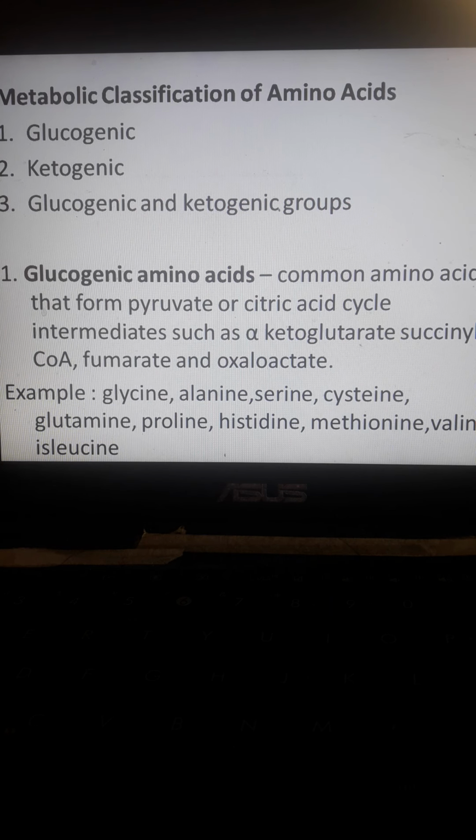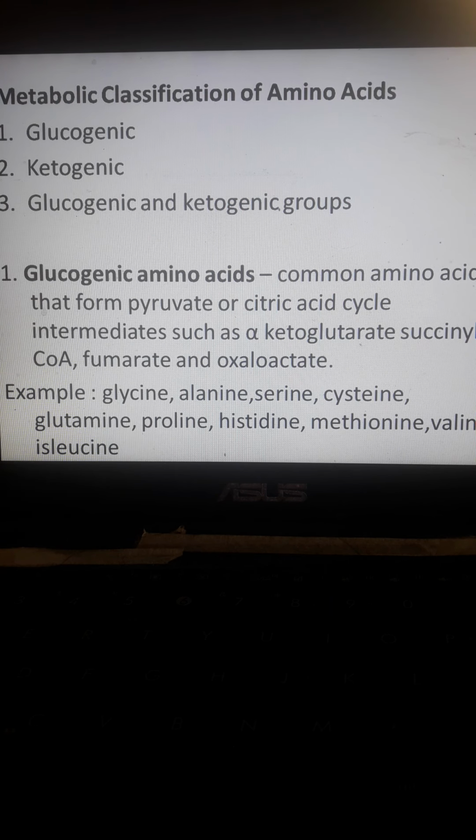Okay, next. Metabolic classifications of amino acids is classified to glucogenic, ketogenic, and glucogenic-ketogenic. So usually mga glucogenic, so these are common amino acids to form pyruvate or citric acid cycle intermediates such as alpha ketoglutarate, succinyl coenzyme A, fumarate, and oxaloacetate. Usually these are intermediates, meaning these are compounds that are found in the reactions, but they are not the final product. It needs one step to become the final product. So yun ang mga tawag na mga glucogenic.